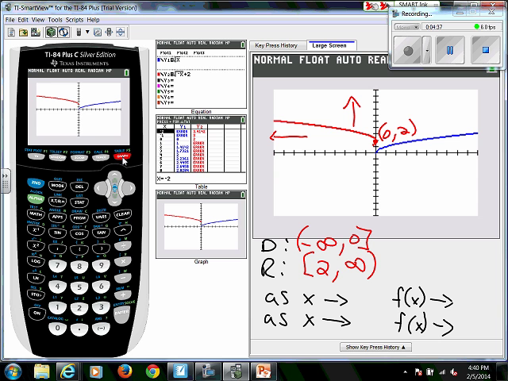Now my ordered pair, or my starting point, is on the furthest right. So I'm going to take that ordered pair and put it in the bottom, (0, 2). As x approaches 0, f of x approaches 2. I'm going to use my other x value, negative infinity, and f of x, my other y value, infinity. So as x approaches negative infinity, f of x approaches infinity.